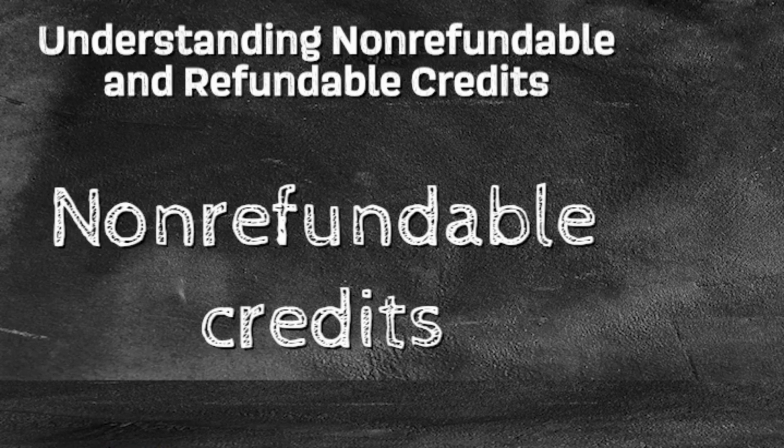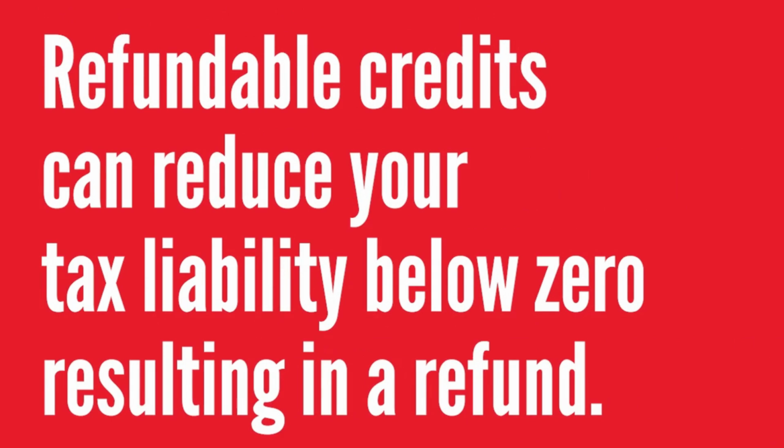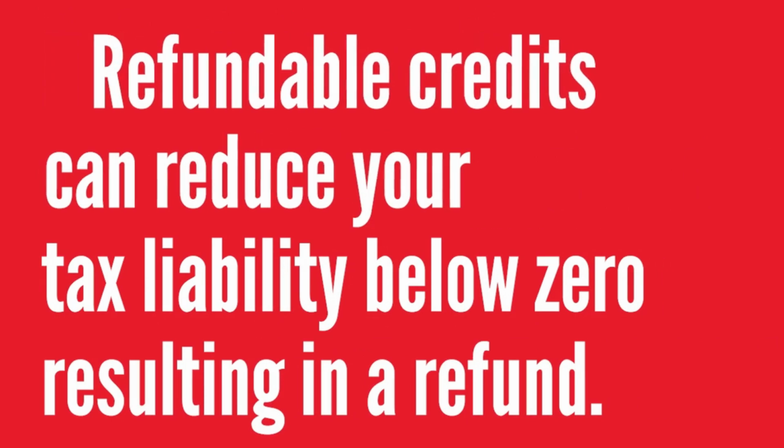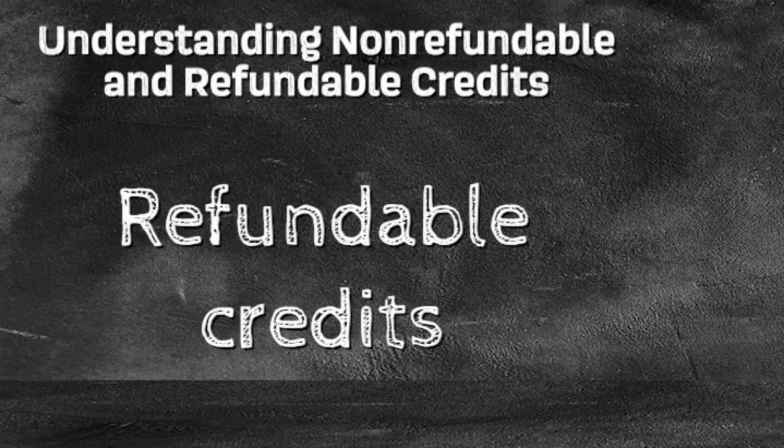Examples include the child tax credit, otherwise known as CTC, and the credit for other dependents, otherwise known as ODC. On the other hand, refundable credits can reduce your tax liability below zero, resulting in a refund. This means if the credit exceeds the amount of taxes you owe, you will receive the excess amount as a refund. A key example is the Additional Child Tax Credit, ACTC, which we will discuss in more detail shortly.